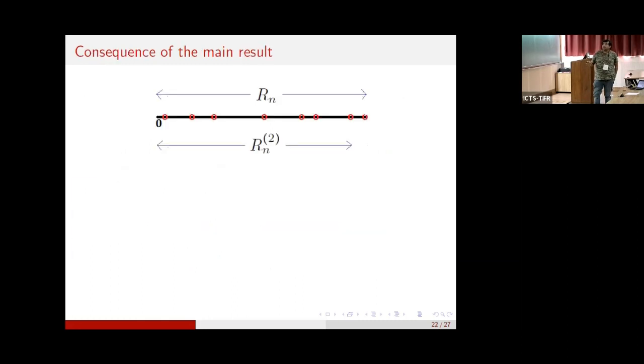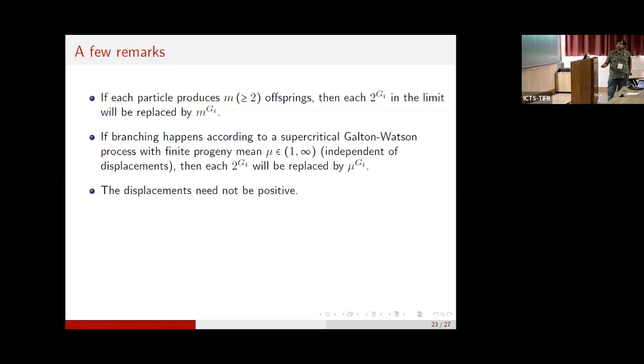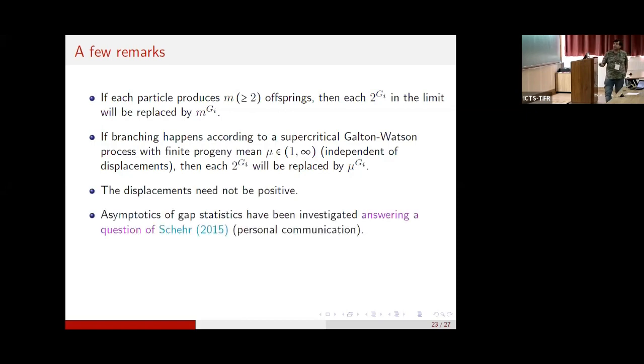So the consequence is that you can get back the earlier result, and you can prove more results. I have only stated the result for the second maxima here, the second rightmost point. You can do it for any Kth rightmost point, and you can also look at the gap statistics. By the way, Gregory asked this question to Ion in one of the meetings, about the gap statistics, whether you can find the asymptotics of that, and we could solve that problem with our techniques.